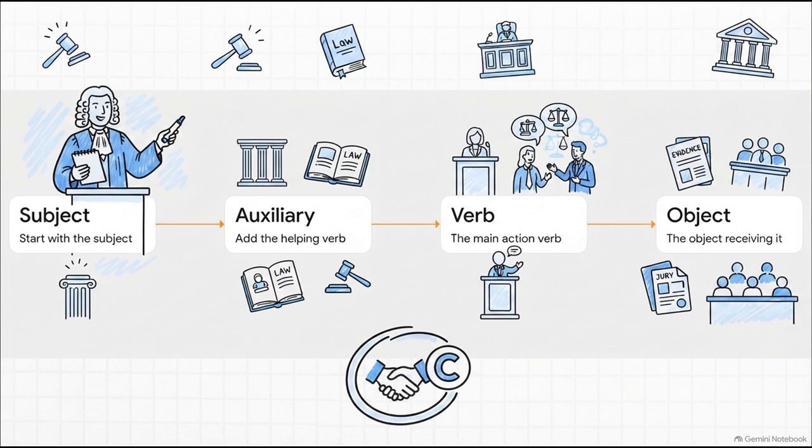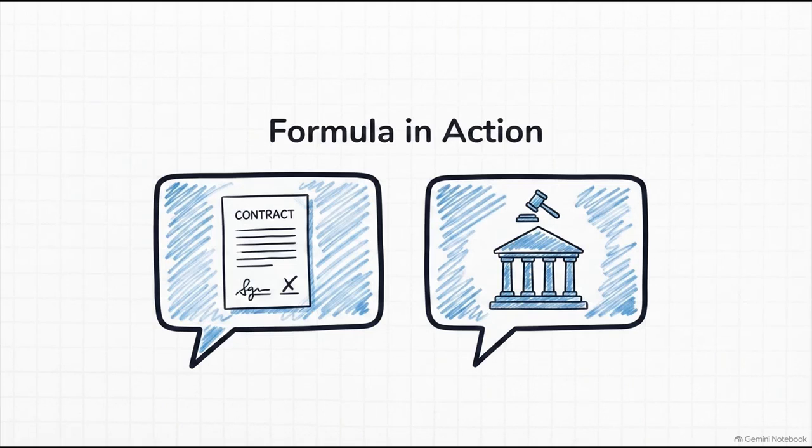1. Subject. 2. Auxiliary. 3. Verb. And 4. Object. Seriously, if you can memorize this sequence and stack these 4 elements in order, you can confidently build practically any courtroom statement you'll ever need. It totally keeps your thoughts organized and keeps you from rambling. Let's see this formula in action.